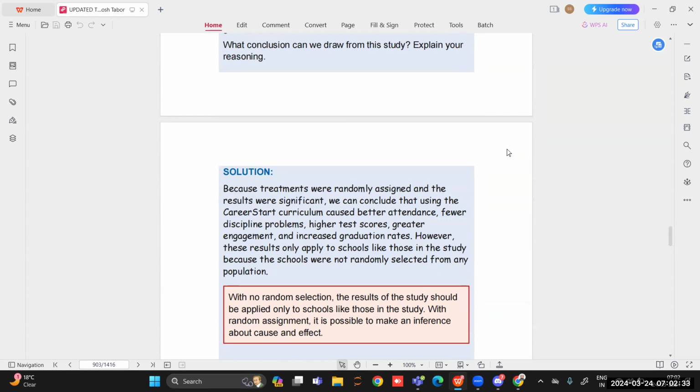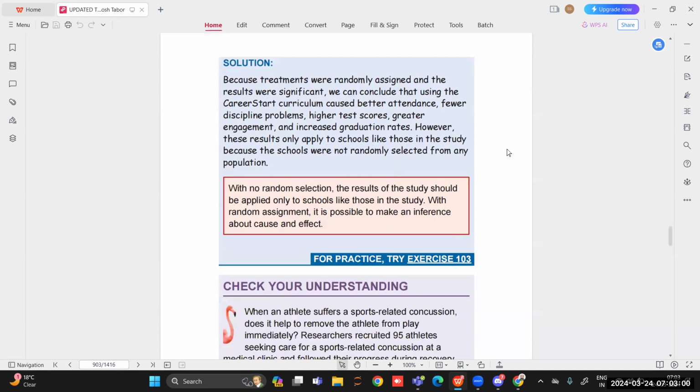So we can conclude that using the Career Start curriculum caused better attendance, fewer discipline problems, where there were many discipline problems, it reduced to fewer, higher test scores, greater engagement, and increased graduation rates. However, these results only apply to schools like those in the study because the schools were not randomly selected from any population. These were schools that we chose for that specific study; the school was not chosen on a random basis. It was selected schools.